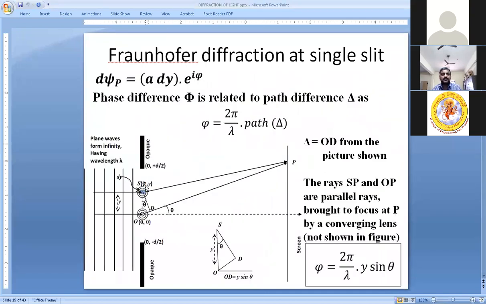Please remember, in the beginning of the diffraction itself, I said the width of the slit d is comparable to the incident wavelength. Incident wavelength means lambda. You know, for visible light, it is 5000 angstrom, 6000 angstrom, something like that, right? It's of the order of a micrometer. So definitely this d is also of the same order, micrometer.